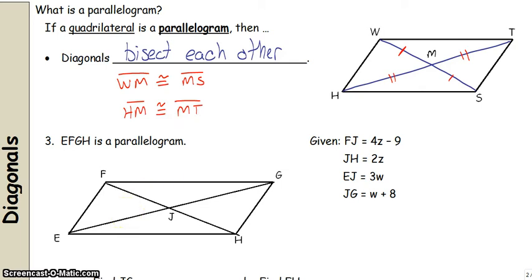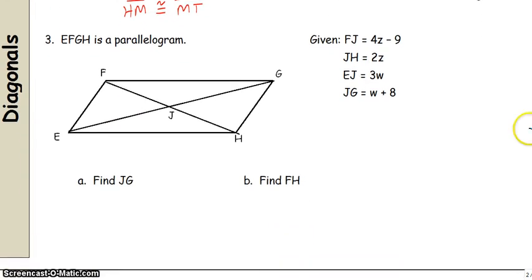Here's how we would apply this new property. They tell me that it's a parallelogram, and they give me FJ is equal to 4z minus 9. Go ahead and label everything that they told you. Because it's a parallelogram, I know these segments are congruent, and I know these segments are congruent. So when they ask me to find JG, I can set these segments equal to each other.